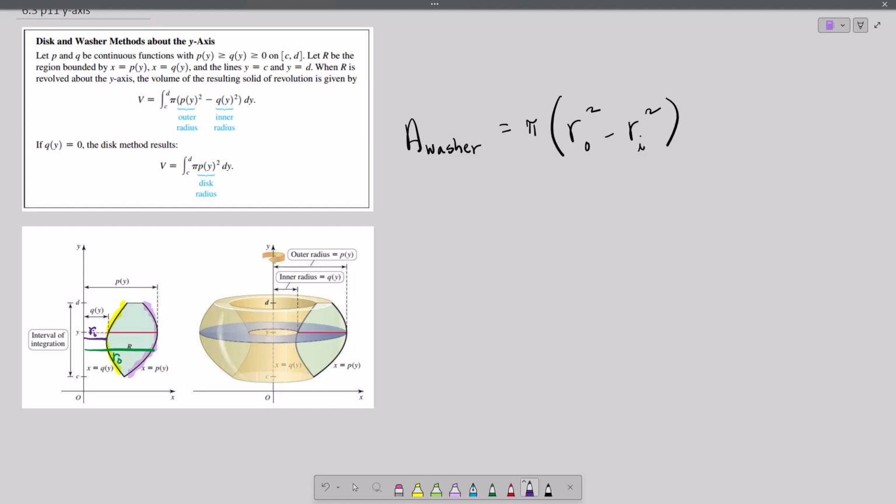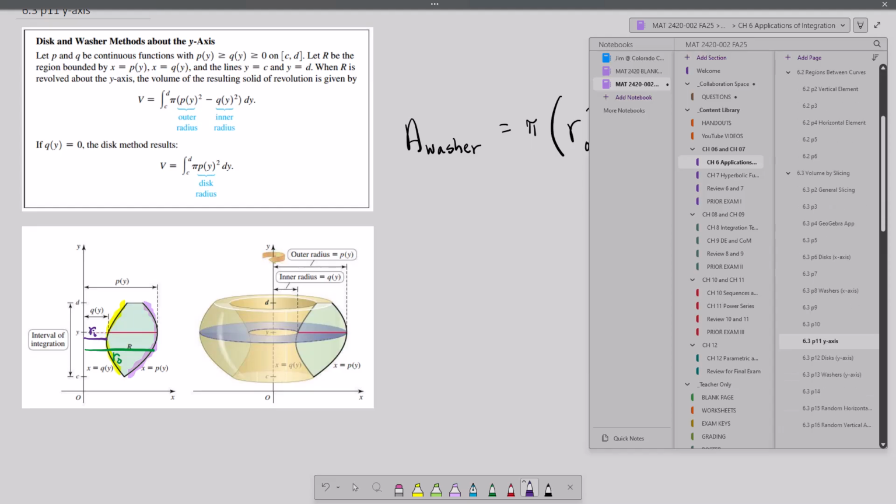If the q function is 0, then we just get a disk. If the q function is 0, it means that the region is touching the y-axis. So then you're going to end up with a horizontal disk instead of a washer if the region is touching the y-axis. If this curve right here was the y-axis, then you're going to get a disk, because there'll be no space between the axis of rotation and your region.